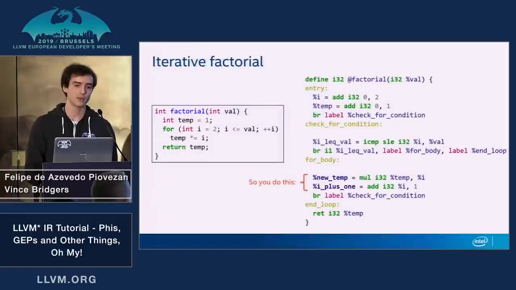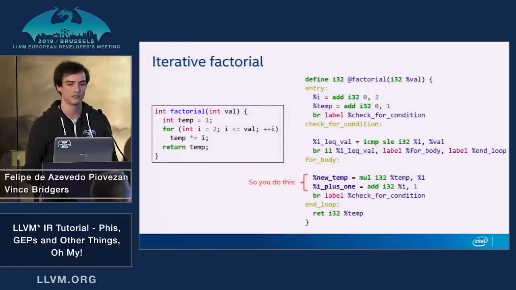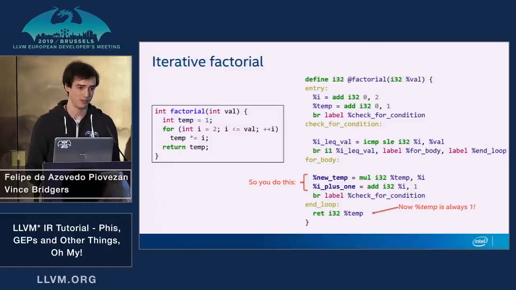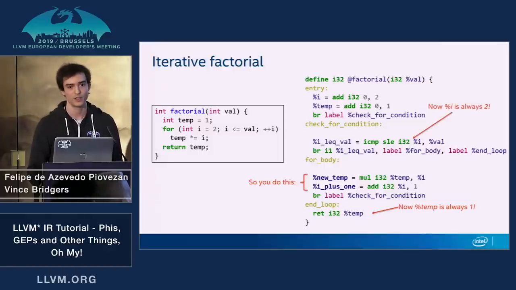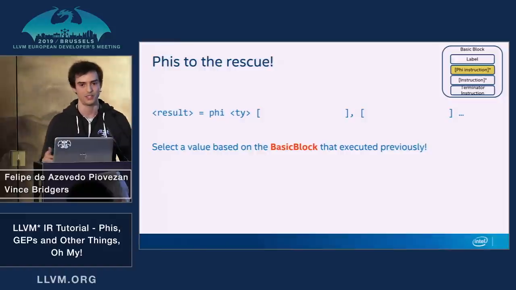So if we go back to what we had before, OK, we can't use the same name twice, so let's give it a different name. But now this code is not very useful, right? Because we are never updating our temporary and our I, we're always returning one and our comparison is always comparing against two. To fix this while still enforcing the static single assignment property, or just SSA, we're going to need a more elaborate mechanism. And a very related concept is that of a phi, or phi, depending on how you want to pronounce it.